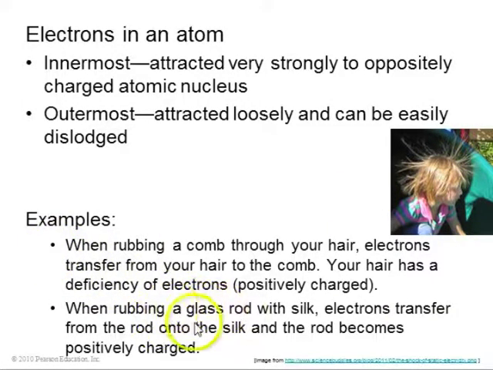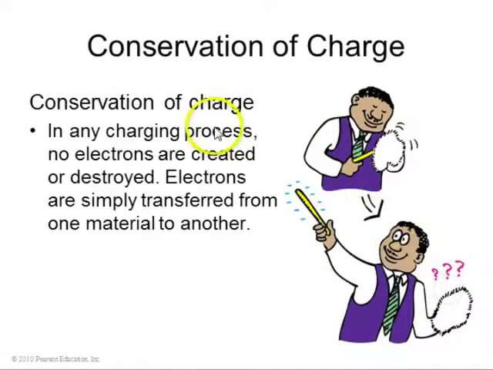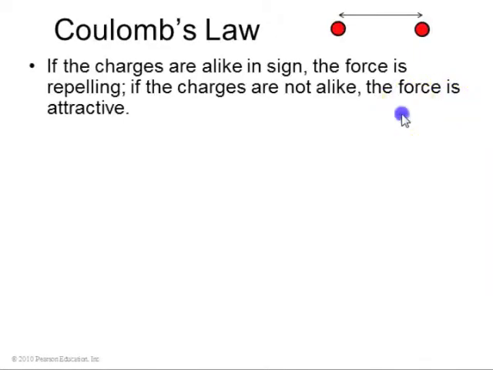It can also happen when you rub a piece of glass with silk. But in all cases, there's conservation of charge. So if you have this rod that gets negatively charged, that means that whatever you rub it with will have positive charge. You can't create or destroy electrons or protons. You just move them around.